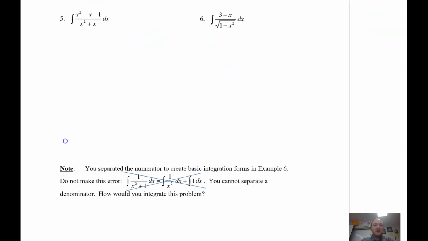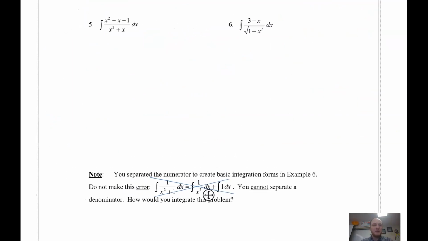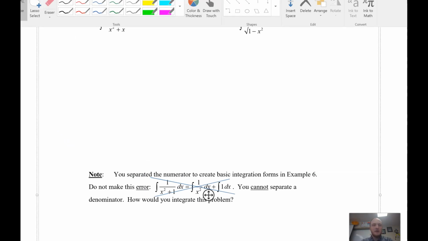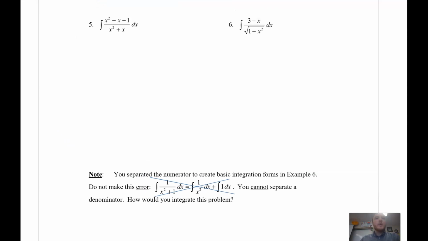All right, on number 5, we have noticed the same power in the numerator and the denominator. So what should our approach be? Well, can I factor the denominator and numerator and reduce things? That would be a good approach. However, in this case, we can't. So what we're going to have to do is long division.